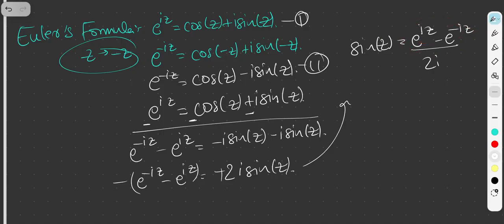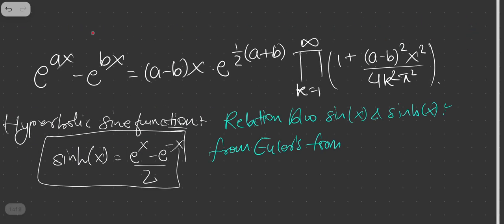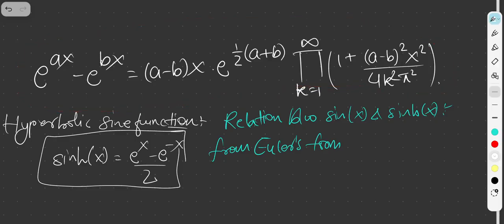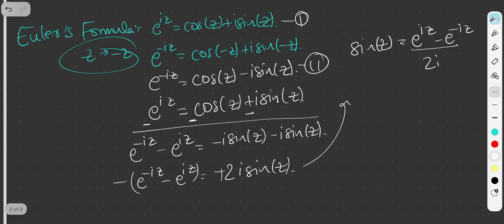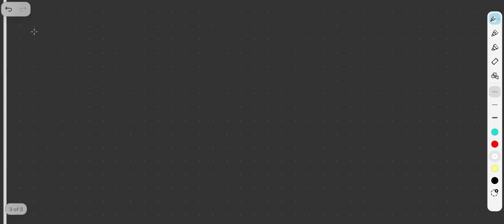So this is your sine of z when you express the sine function in terms of exponentials, right? Now what's the motive of this in this video? I'm not talking about that here. I'm just making this the foundation first, and then we'll talk about that. Let me add a page here. So far we have proved that sine of z equals e to the iz minus e to the minus iz over 2i.